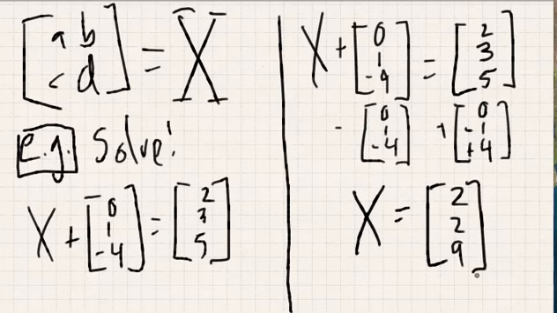Okay, that way I don't even have to sit down and say what are A, B, C, D, or, in this case, A, B, and C, whatever. I'm just saying X is an entire matrix which is unknown to me, and now I'm solving for it. Cool.